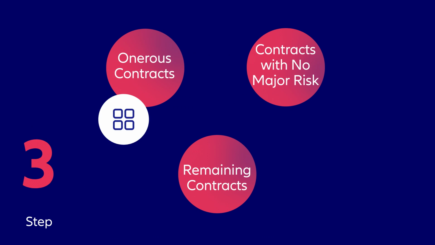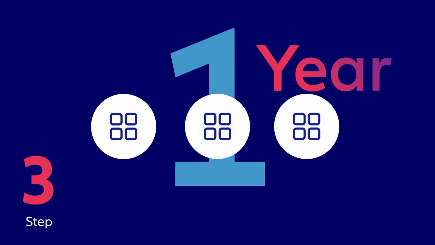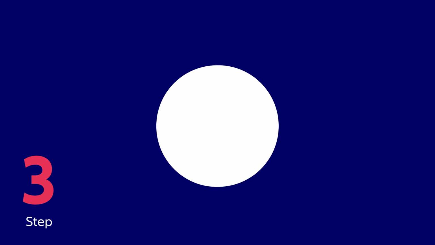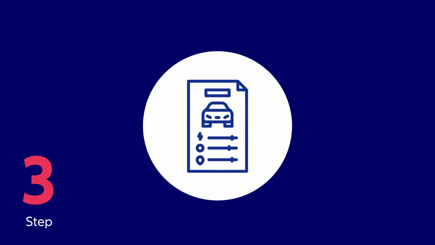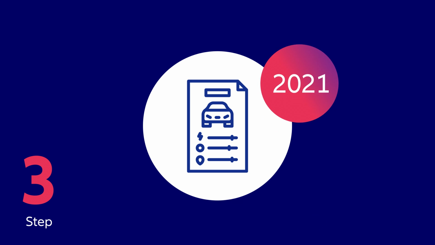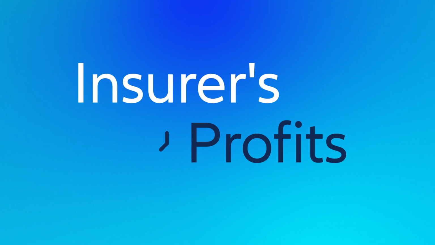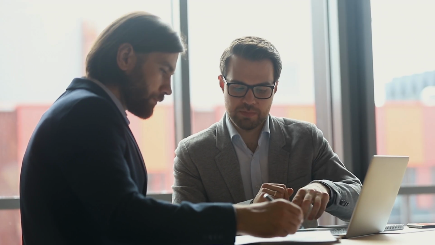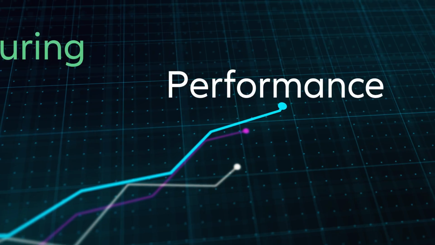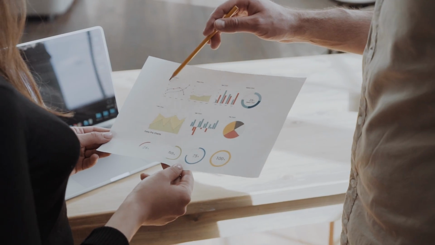Step 3. Each group is then further divided into subgroups of contracts that have been issued not more than a year apart. They are called annual cohorts. For example, all profitable car insurance policies sold in 2021. This provides transparency on the trends in an insurer's profits over time by preventing onerous insurance contracts from being offset against profitable ones, and ensuring that the performance of insurance contracts is fully recognized in the profit or loss statement over their coverage period.